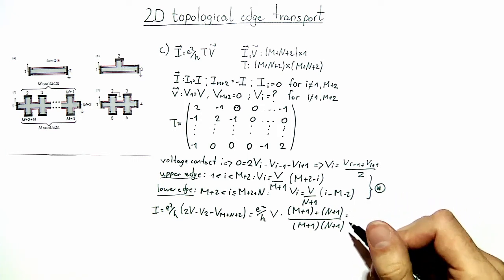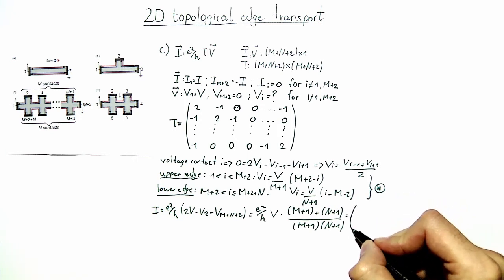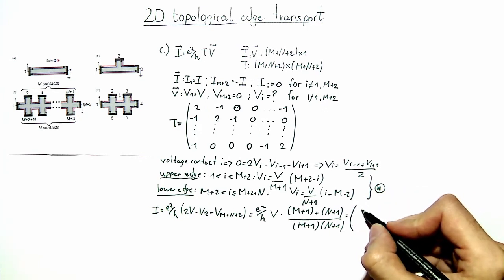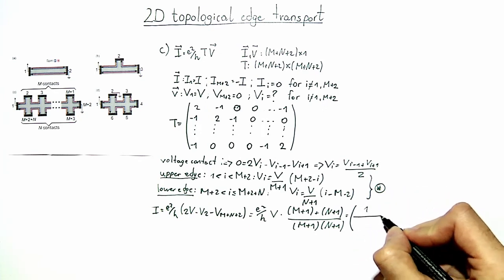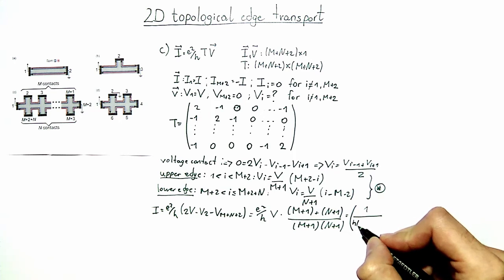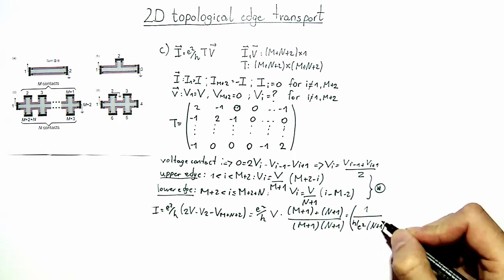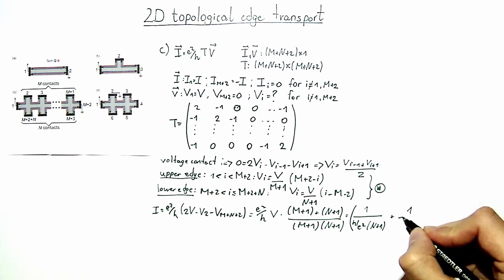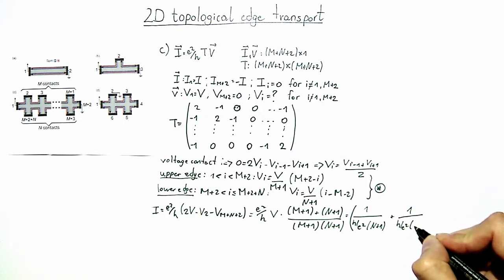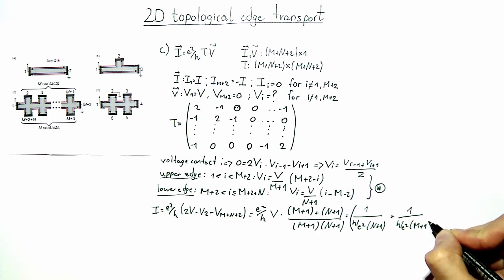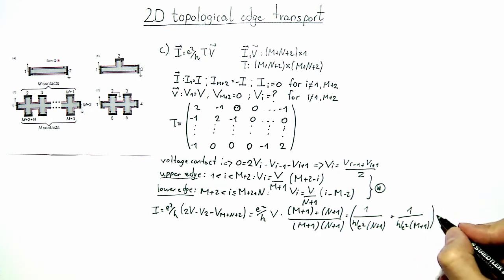The way we do that is that we write it in the following way. We say that the current is now 1 over h over e squared times n plus 1, plus 1 over h over e squared times m plus 1, times V.